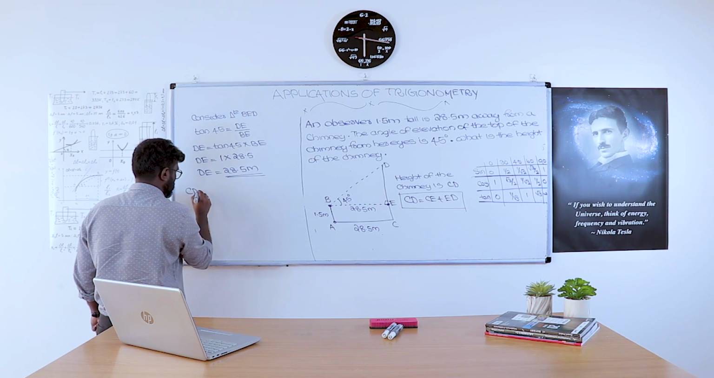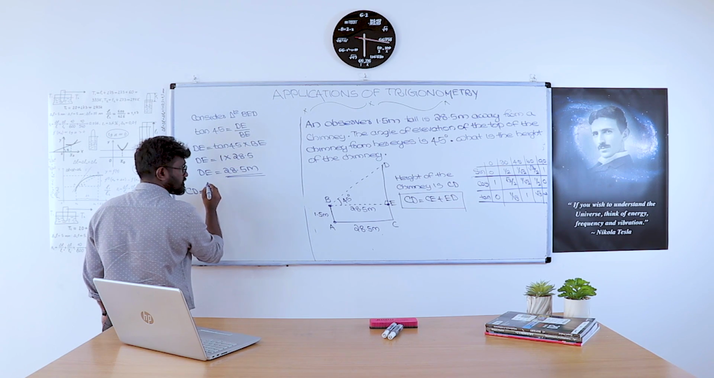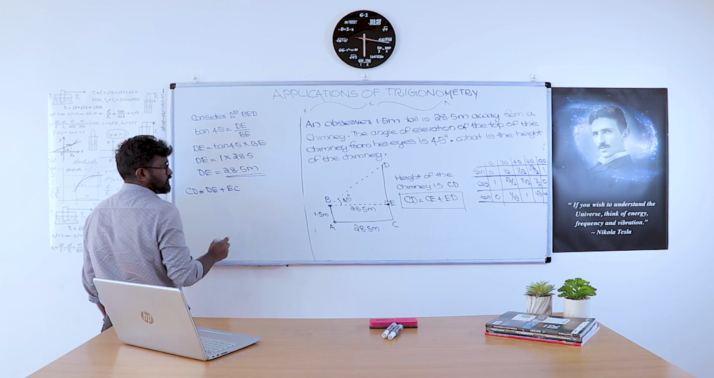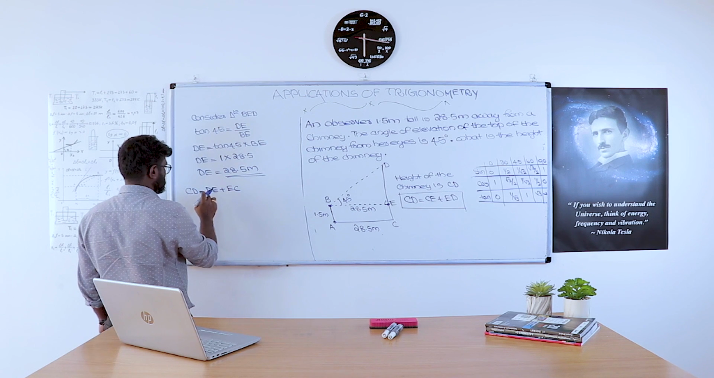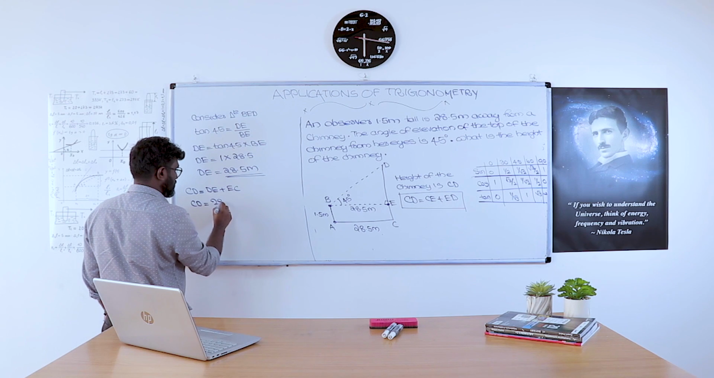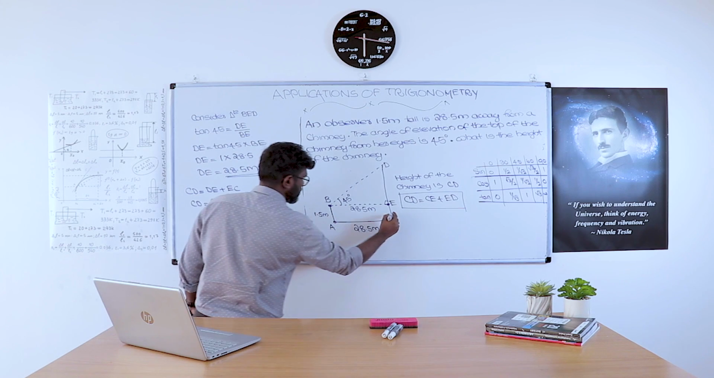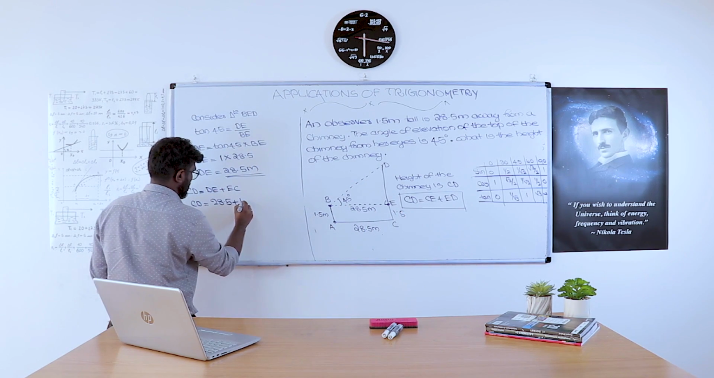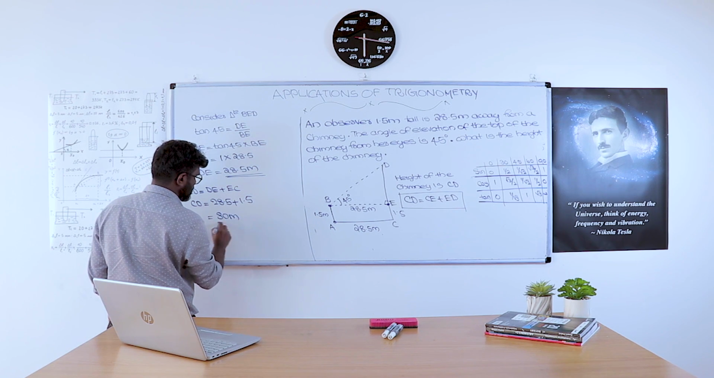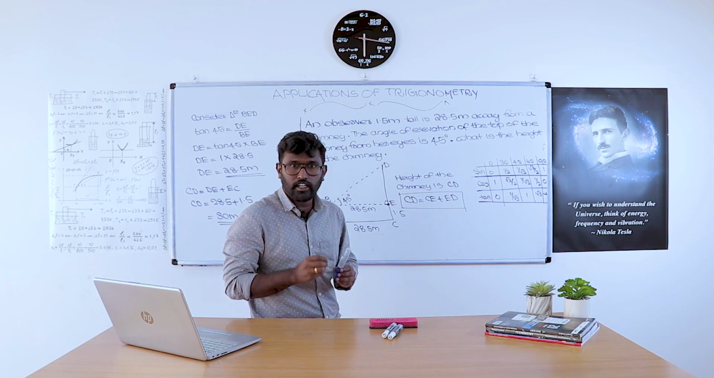Therefore, CD equals DE plus EC, which is simply CE plus ED. No problem. So CD equals DE, which we found to be 28.5, plus EC or CE, which is 1.5, the same as the observer's height. So 28.5 plus 1.5 is 30 meter. So the height of the chimney is 30 meter.